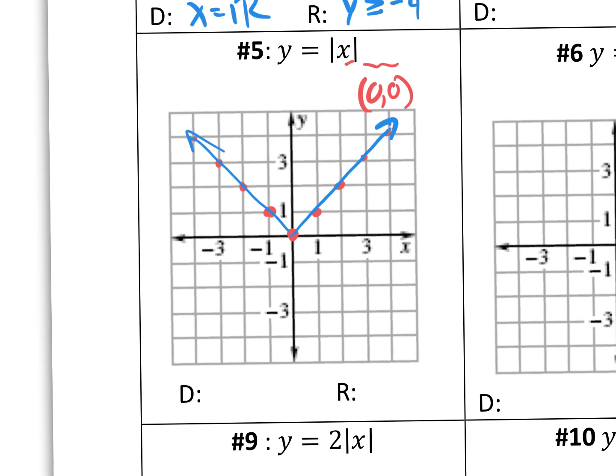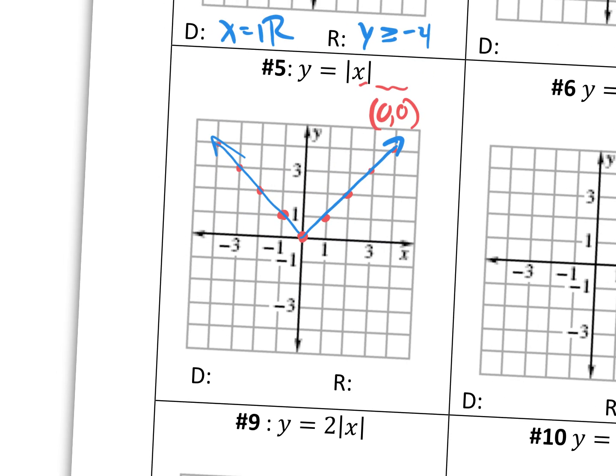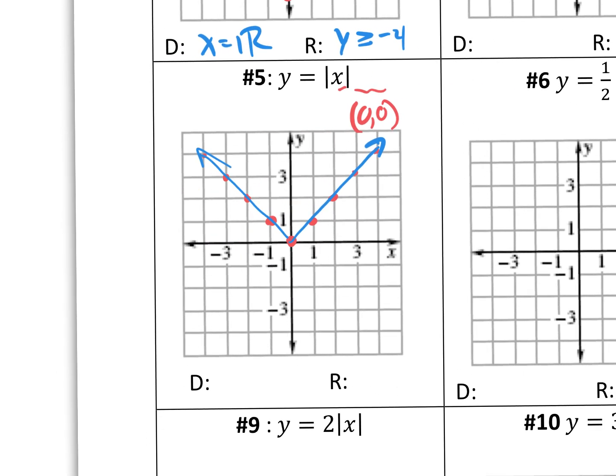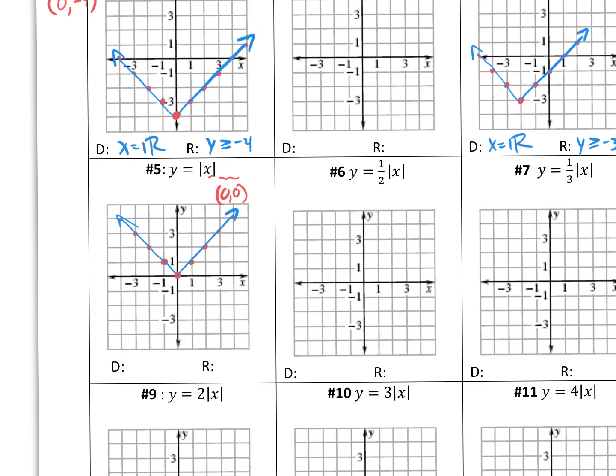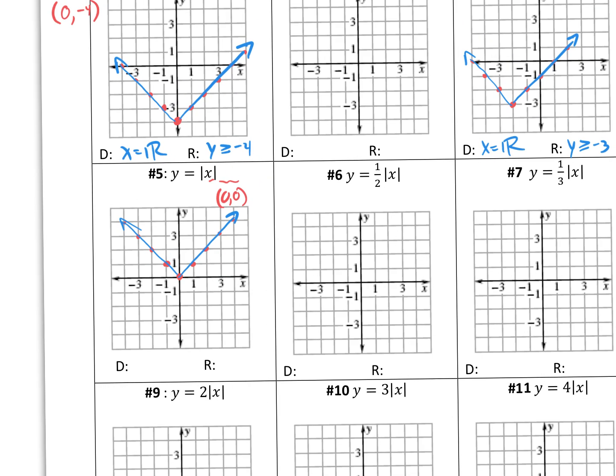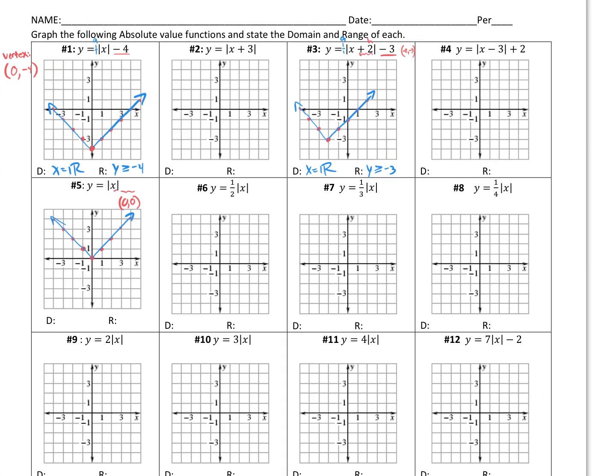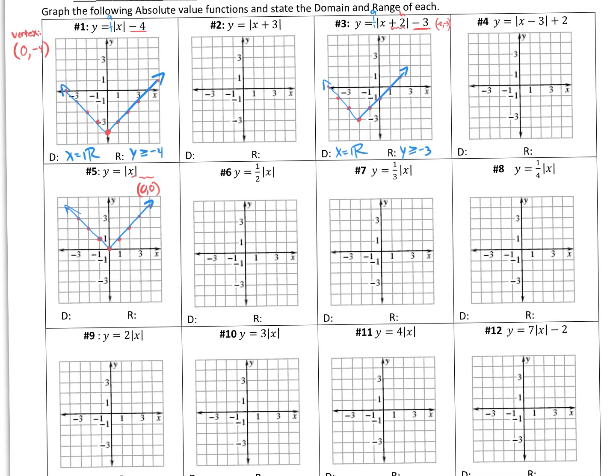It's called the parent graph because all other graphs that have absolute values, absolute value of x, end up looking like this, but they just are transformed slightly differently. Maybe they're wider, maybe they're narrower, maybe they have a different vertex. If we look at 5, 6, 7, and 8, all of those have the vertex 0, 0. The only difference between 5, 6, 7, and 8 is that the A value changes.